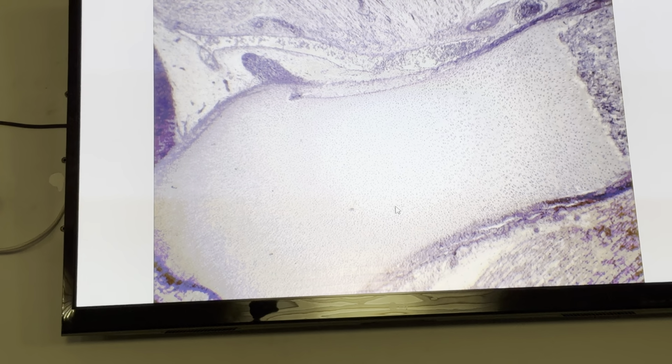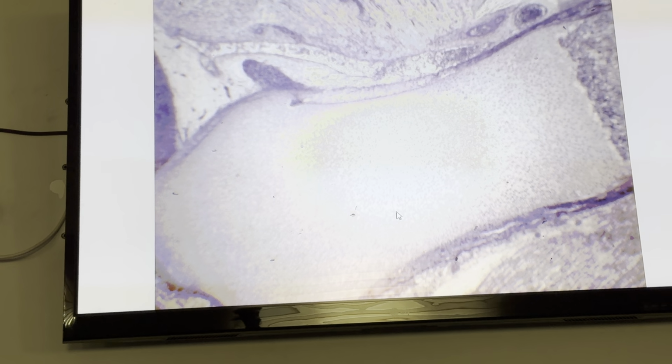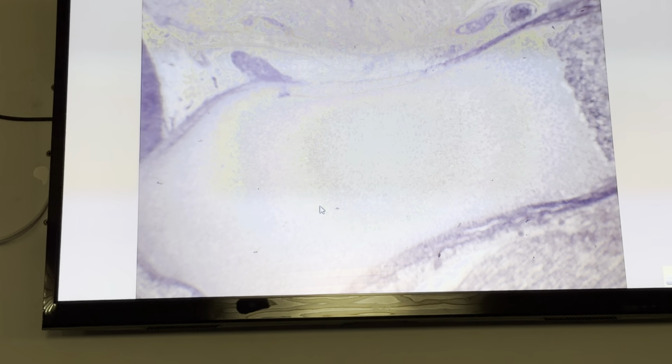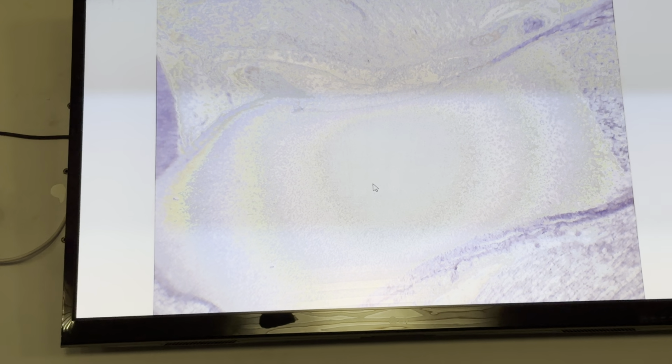This slide is section in developing bone. We can see the epiphyseal plate. Epiphyseal growth plate is a piece of hyaline cartilage.